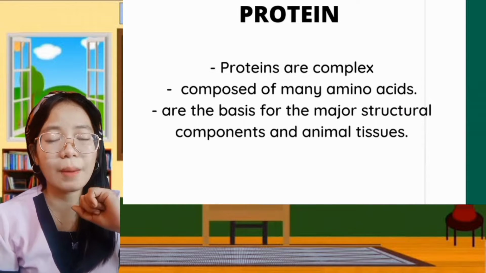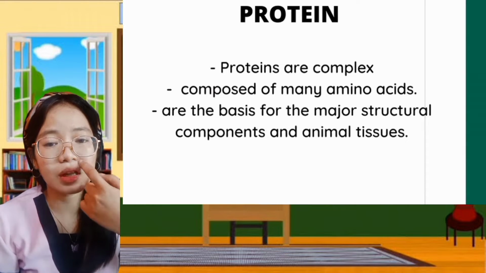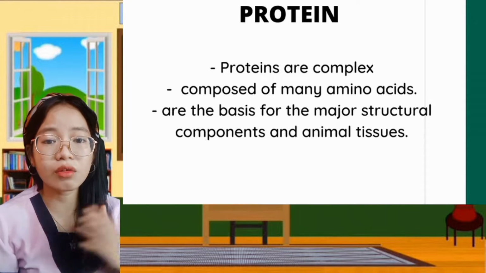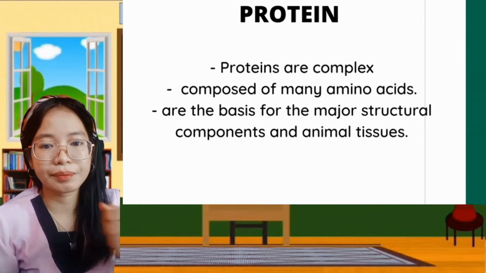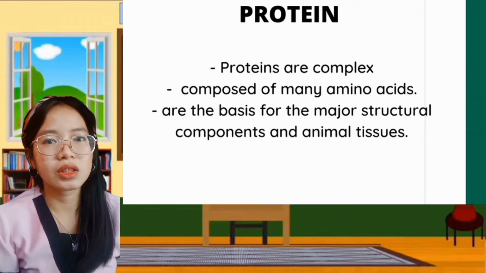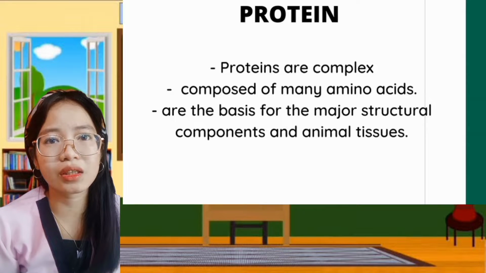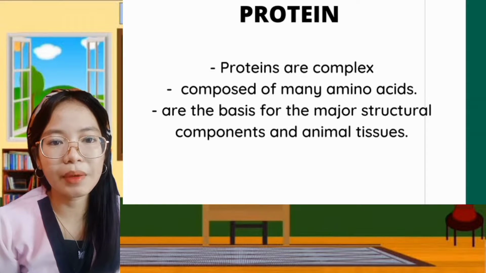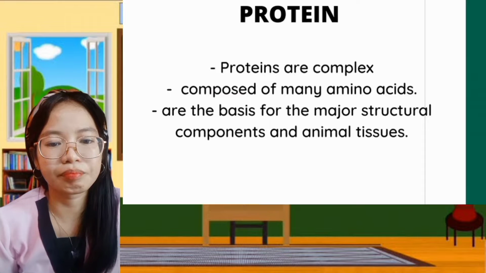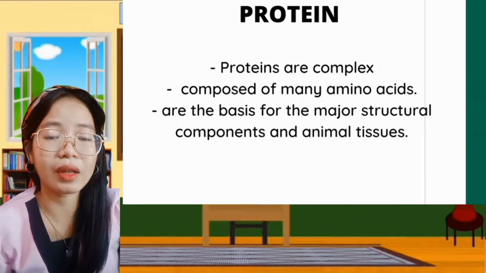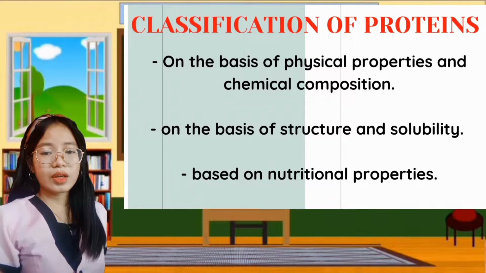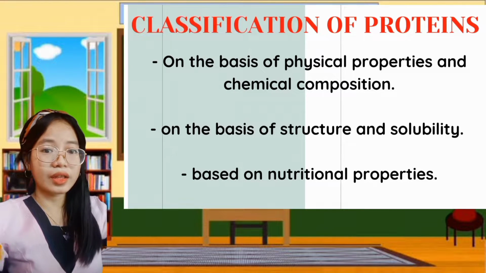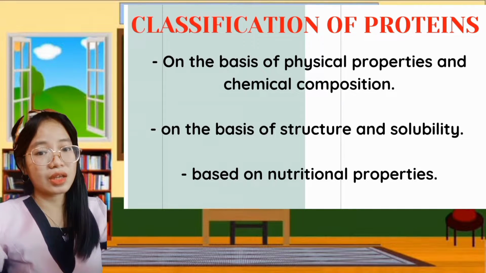And also, the chemical composition of protein is very different when compared to any other group of biologically active compounds. Protein is one of the bases of human and animal tissue cells when it comes to major structural components. So now that we have defined and I have explained what proteins are, let's proceed to the classification of proteins.